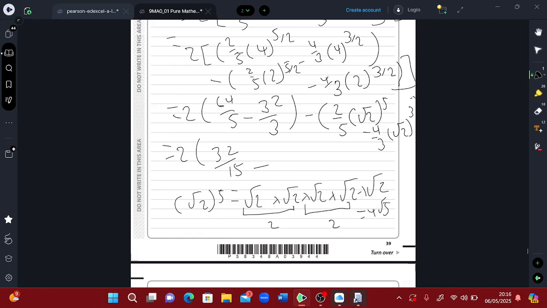So 2/5 of 4 root 2, sorry, not 5. Of 4 root 2, 2/5 of 4 root 2, well, that's going to be 8/5 root 2. Plus, because it's minus of a minus, plus 4 over 3 of 2 root 2, so it's going to be plus 8 over 3 root 2. 4 over 3 times 2 root 2 should be 8 over 3 root 2.